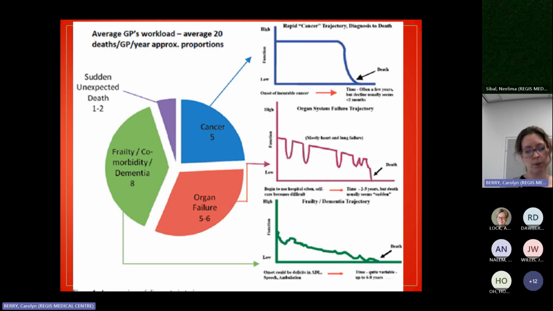But obviously there's nothing stopping us starting those conversations much earlier with these patients, not least because by the time they're in their last year of life, they will have lost capacity to actually communicate their wishes as well.